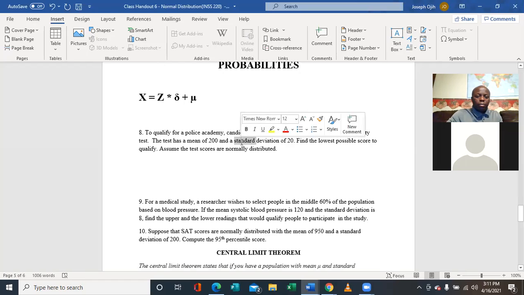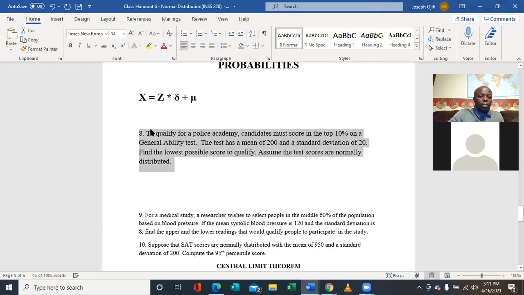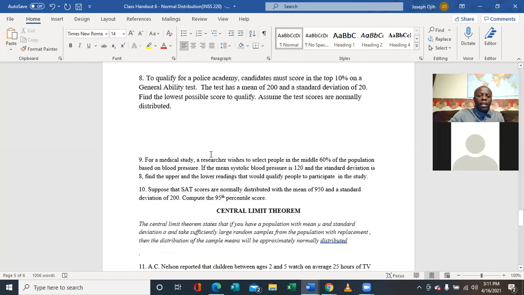In this example, it says: to qualify for the police academy, candidates must score in the top 10%. See, they give you the probability, top 10%. On a general ability test, the test has a mean of 200 and a standard deviation of 20. Find the lowest possible score to qualify. Assume the test scores are normally distributed.